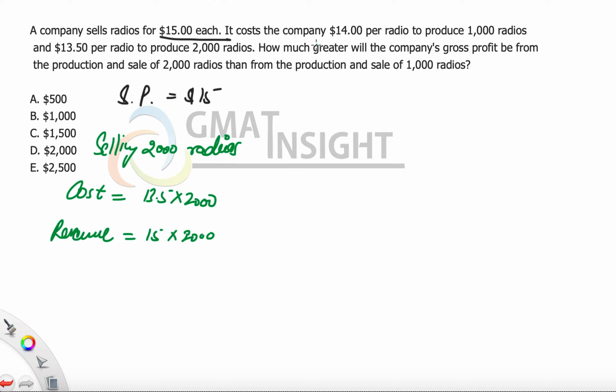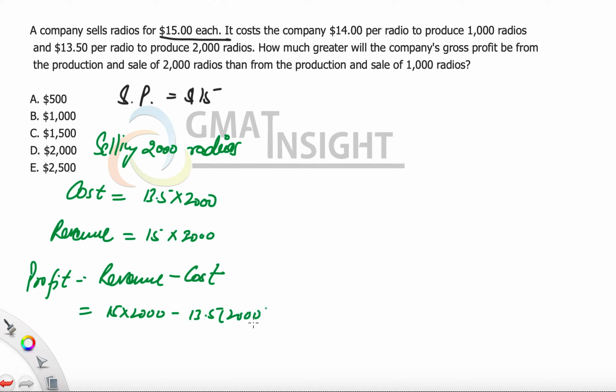And the question is talking about the difference of the gross profit. So the profit is equal to revenue minus the cost, which is 15 times 2000 minus 13.5 times 2000. That becomes 2000 times 1.5.